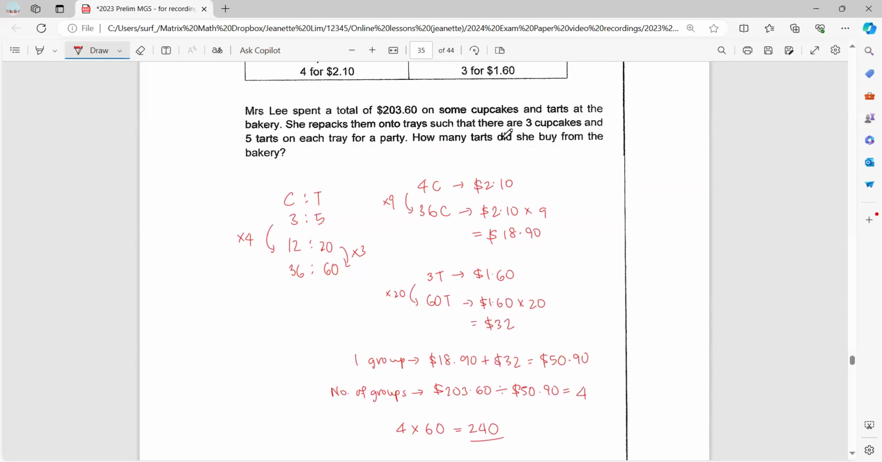Okay, that's the end of this MGS paper 2, prelim paper 2023, paper 2.